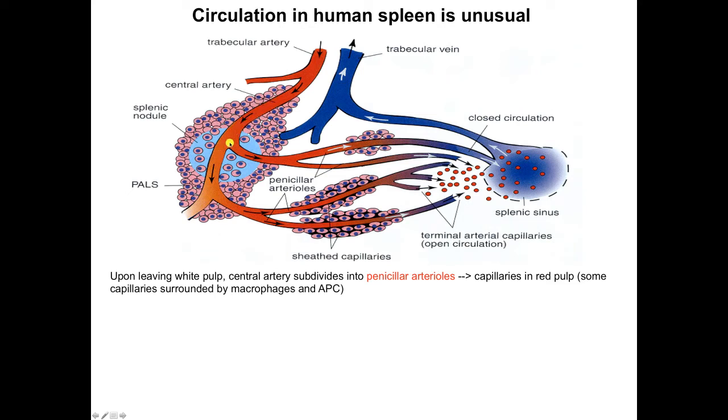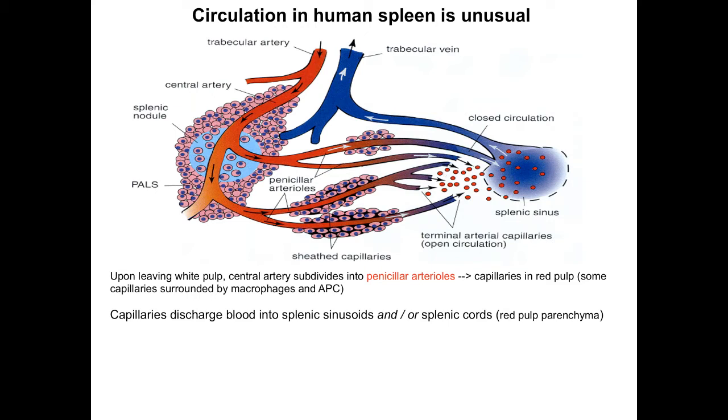As the central artery is leaving the white pulp, it's subdividing into penicillar arteries, and some of these arteries empty directly into capillaries in the red pulp, and that's what's shown here. And then some of these arteries, as they leave the white pulp, are opening directly into open space. And this is the unusual feature of circulation in the spleen.